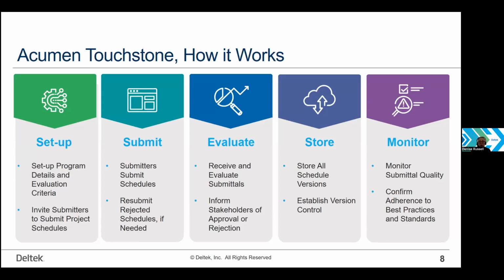Once the schedule is received, whether it is accepted or rejected, it is stored for archival purposes. And that also allows you to monitor the adherence to the best practices and standards over the life of the project or program, because you can see, they've submitted this 20 times now. Do we continue to have quality issues every single time? Or are they starting to get the hang of scheduling and are starting to really produce some quality results?